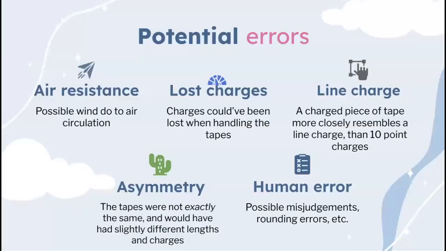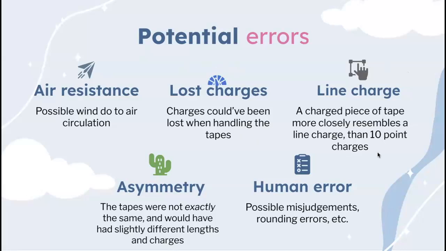Now, here are some potential errors. In the lab, there could have been air resistance from wind, or even humidity could have affected the separation distance that was 6 centimeters. Charges would have been lost whenever we handled pieces of tape. And also, a piece of tape has much more than just 10 point charges. So the more point charges we use to model this piece of tape, the more accurate it would have been.